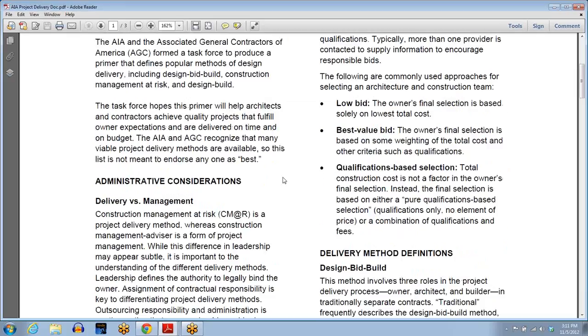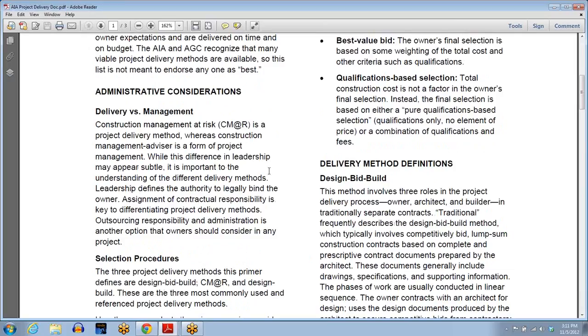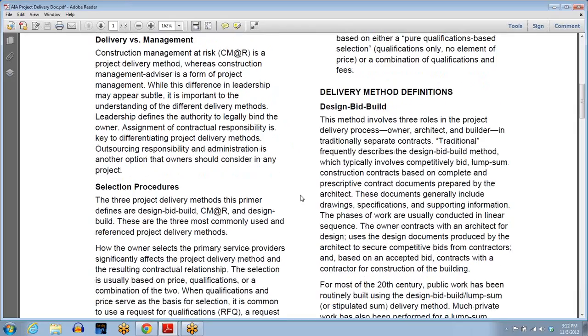So if you look at your left column, they give you some distinctions between delivery and management and technically what the differences are. You need to understand what the difference is, because as you read through the document, they're going to be referring to these 2, and so you need to be able to distinguish it.